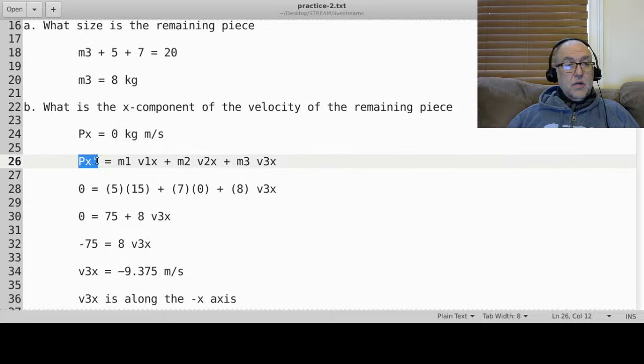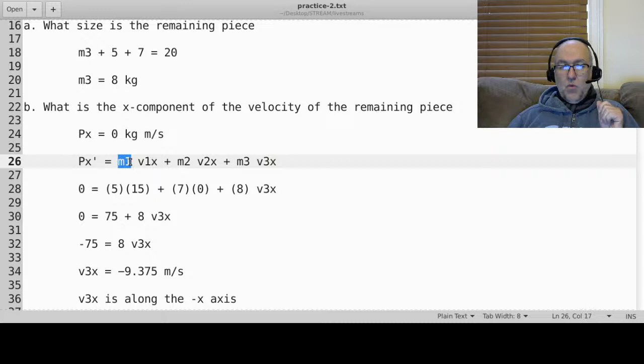After the explosion, the momentum, that little prime, that little tick, means after the explosion, is going to have three contributions, from the first mass, from the second mass, and the third mass, okay? And so the contribution from the first mass is going to be m1 times v1, but we're only interested in the x component.